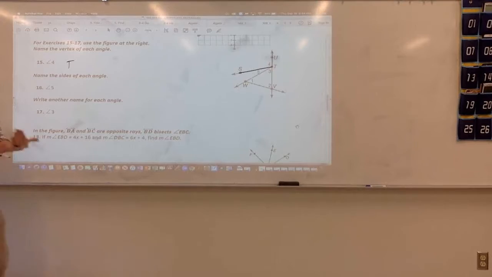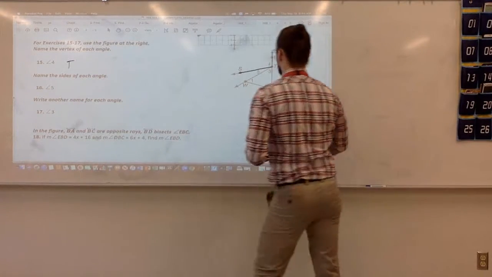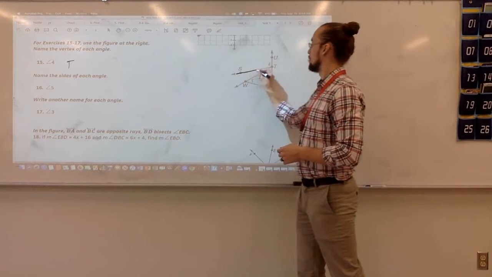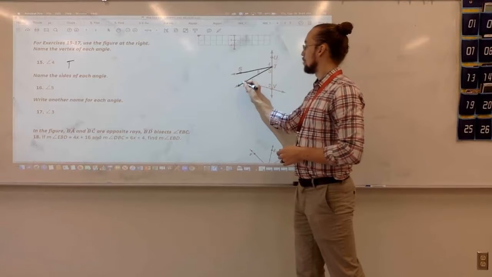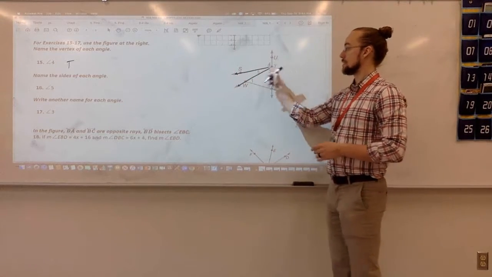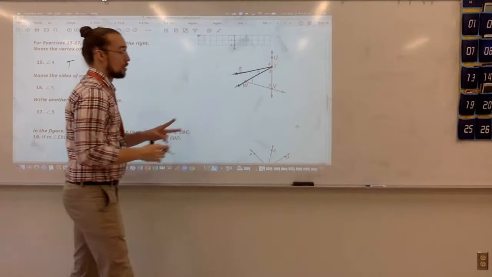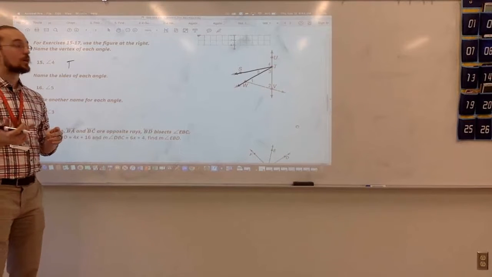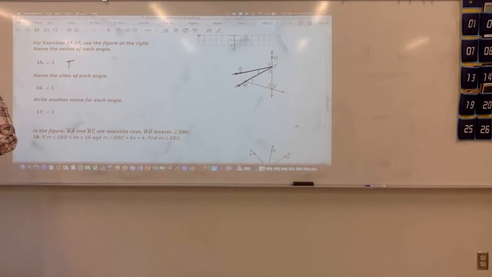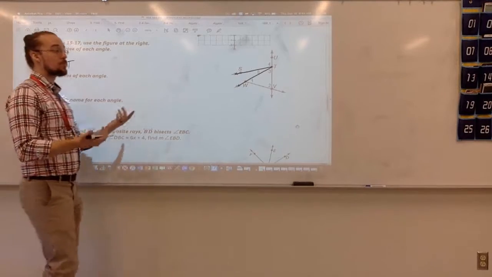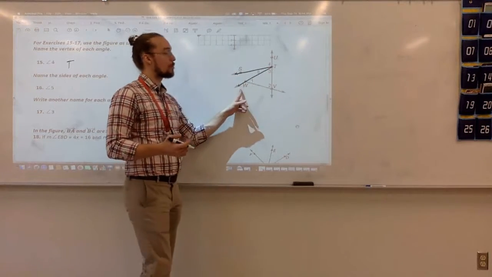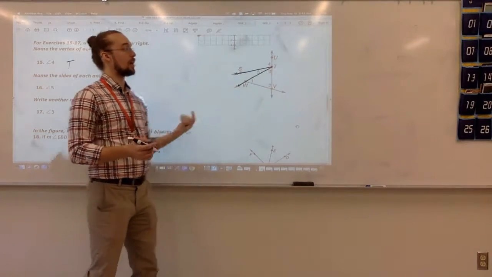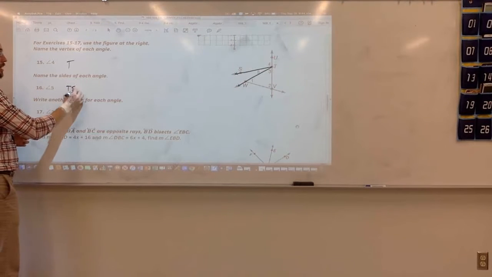The sides of angles, so this one we're talking about angle 5. The sides of angles are rays. So this would be angle 5 right here. So I want to name the two rays that create this angle. To name a ray, we're naming each side separately. So I'm going to call this first ray, this side, TS.